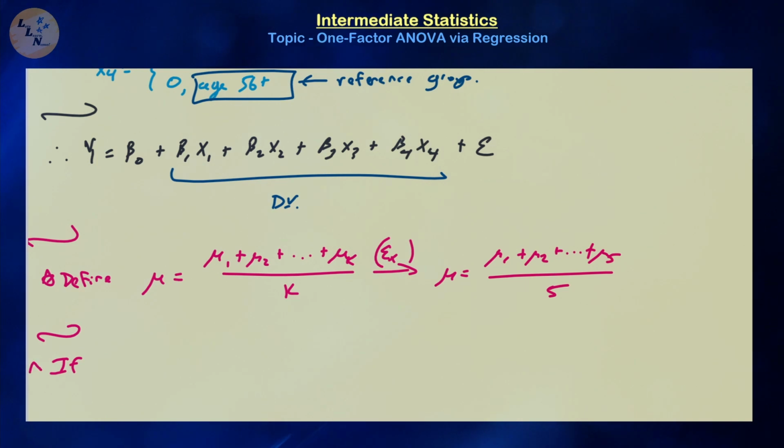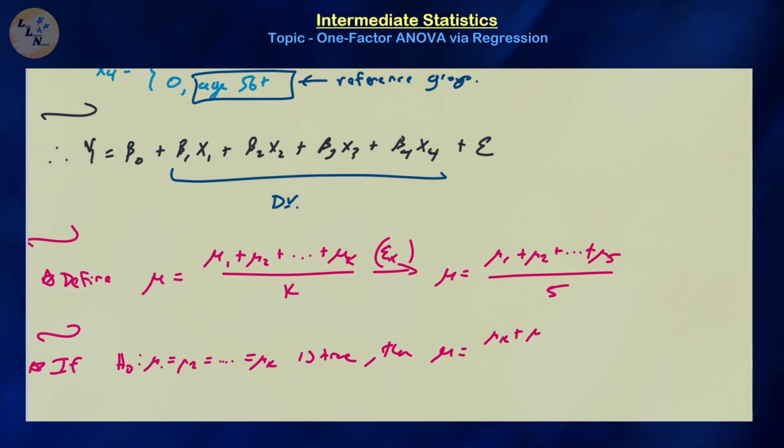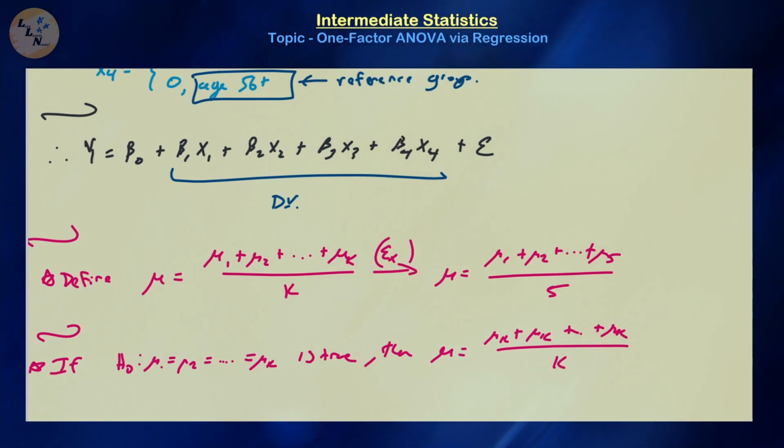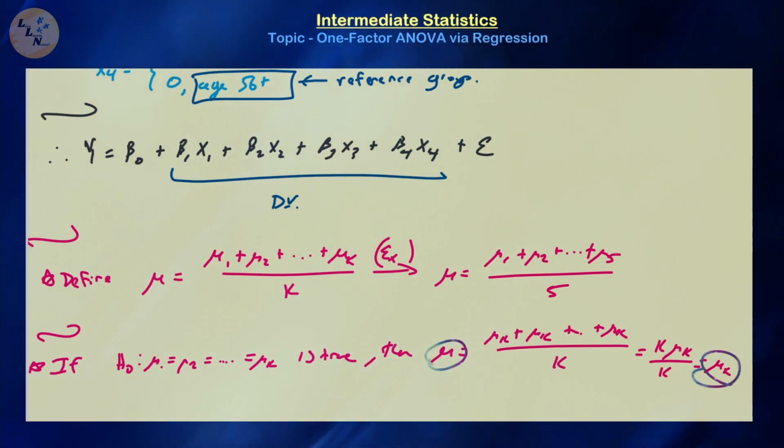So if the null hypothesis mu1 equals mu2 equals all the way down to mu k is true, then what will mu be equal to? Well, if they're all equal to each other, that means mu1 is equal to mu k, mu2 is equal to mu k, all the way down to mu k, all divided by k. That means we have k mu k's on top and k on the bottom, and that's just equal to mu k. That is, mu is equal to mu k. That is, the average of all of the means is equal to the average of a particular population.